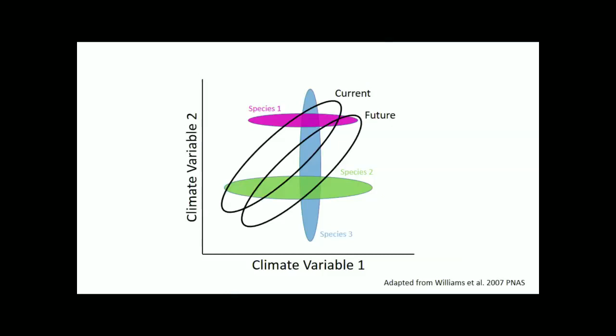But then if we move into a projected future climate scenario, we get this disappearing climate effect at the top of the plot there, and where the two ovals overlap, that's where we've got similar climate spaces. So here we lose the community of species 1 and species 3, so that's a disappearing community, and then we gain a community, species 2 and species 3, which is the novel community.